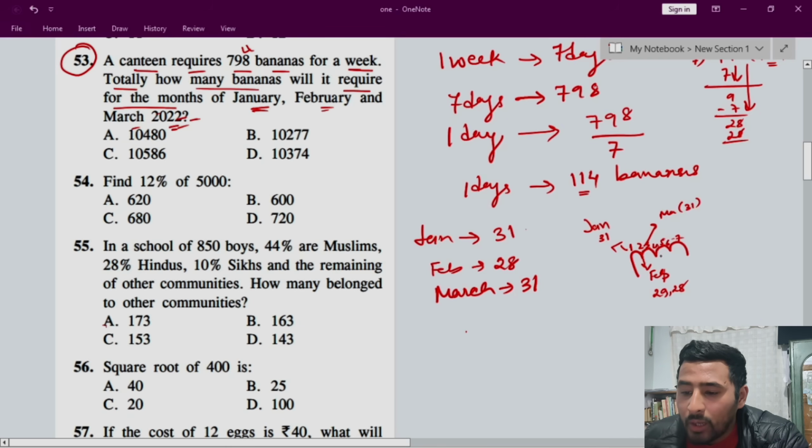Then these four smaller ones will have 30 days. This will be April. Then continue. April 5 will be May 31. 6 will be June 30. 7 will be July 31.